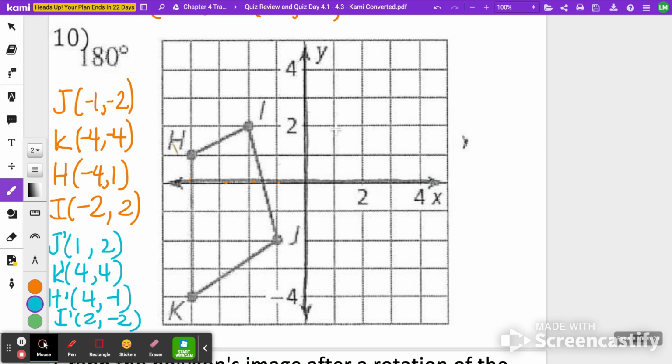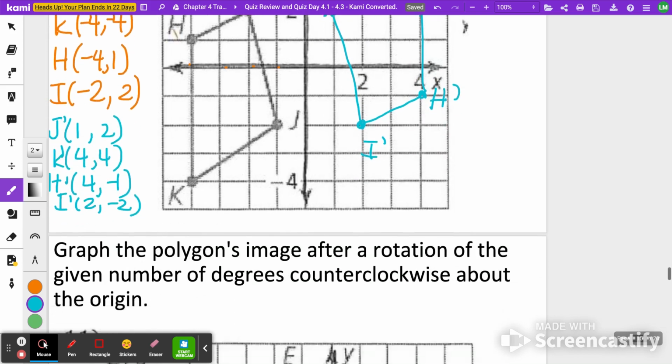So (1, 2) is J prime. K prime is (4, 4). H prime is (4, -1). And I prime is (2, -2). So now we see a 180-degree rotation about the origin, switching all coordinates.